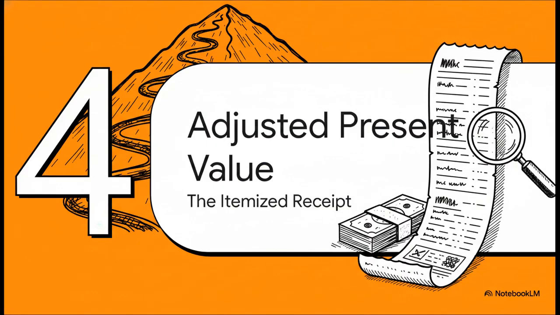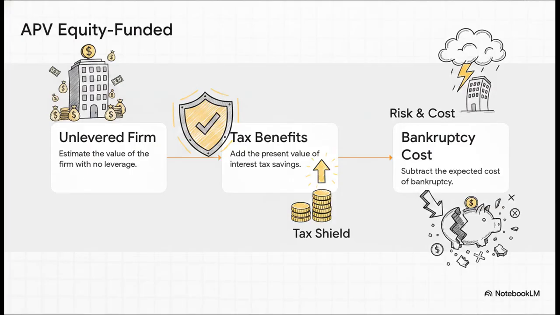Let's pivot to Section 4, Adjusted Present Value, or APV, the itemized receipt. If the cost of capital approach is a bundle package, our alternative path, APV, is the highly detailed itemized receipt. Instead of hiding the effects of debt inside a single discount rate, APV drags them out into the light in three very distinct steps. Step 1, we pretend the firm has absolutely no debt, like it's entirely equity funded, and we value it just like that.